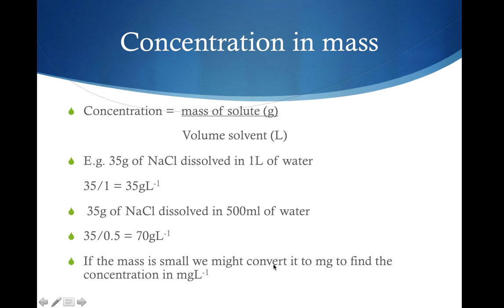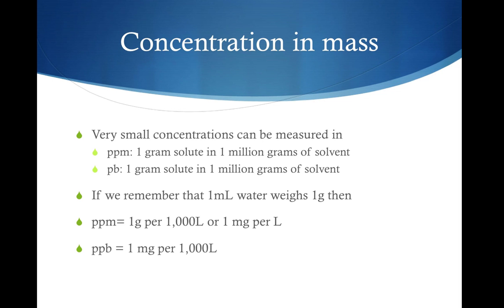If the mass is very small, then we might convert the mass to milligrams and then find the concentration in milligrams per litre. Now a milligram is a thousandth of a gram. So to convert from grams to milligrams, you would multiply by 1,000.